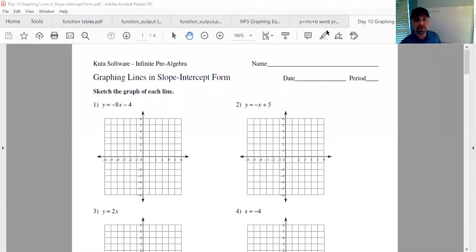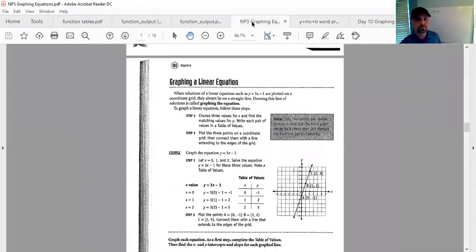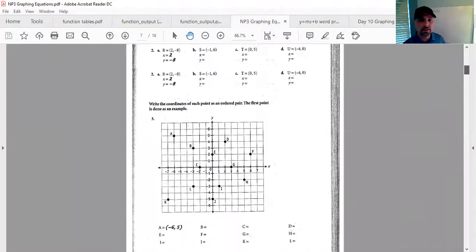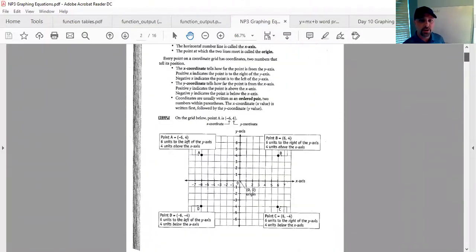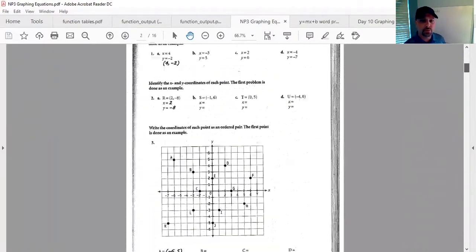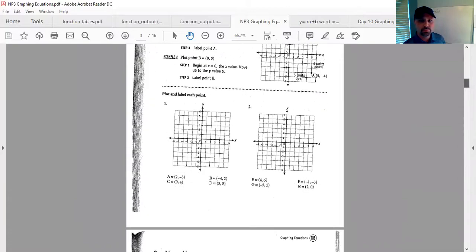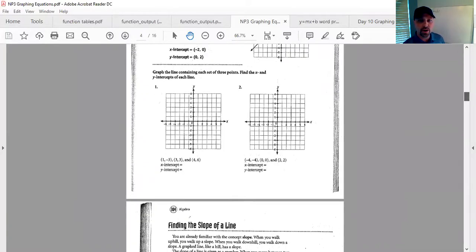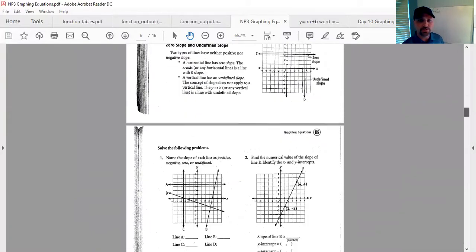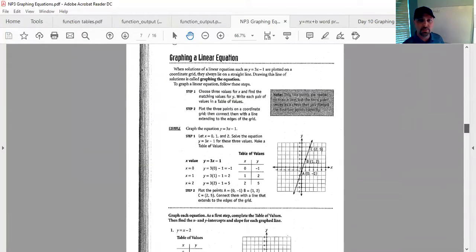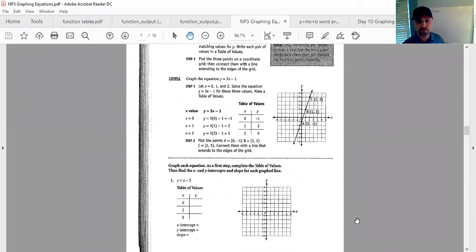Let's start with, first off, don't forget that I've sent you this packet. It's the number power packet. This is what it looks like in the front. It goes through coordinate grid, putting points on the grid, graphing a line, finding the slope of a line, some practice. It brings you here to graphing a linear equation, okay? Which is directly what we're working on today.